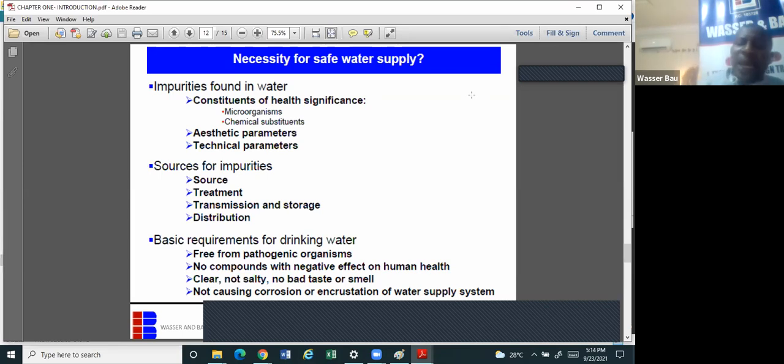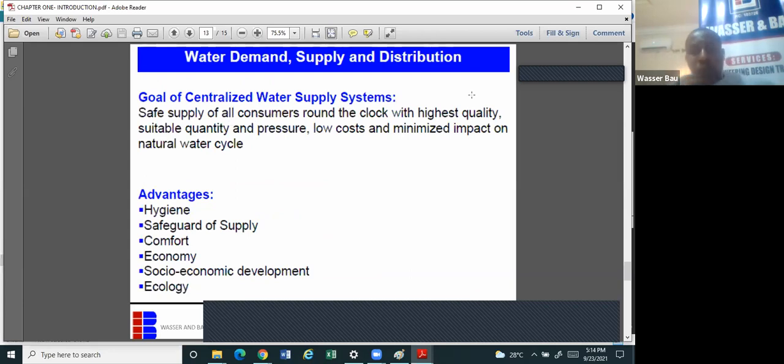Okay, so water has some basic requirements. We say that water must be free from every pathogenic organism. That is a standard. Then no compound with negative effect on human health should be found in water. It must be clear, it must not be salty, it must not have a bad taste, and it must not have a bad odor. And then finally, it must not be corrosive or encrust the water supply systems. So these are some of the things we need to talk about in how your water has to be healthy.